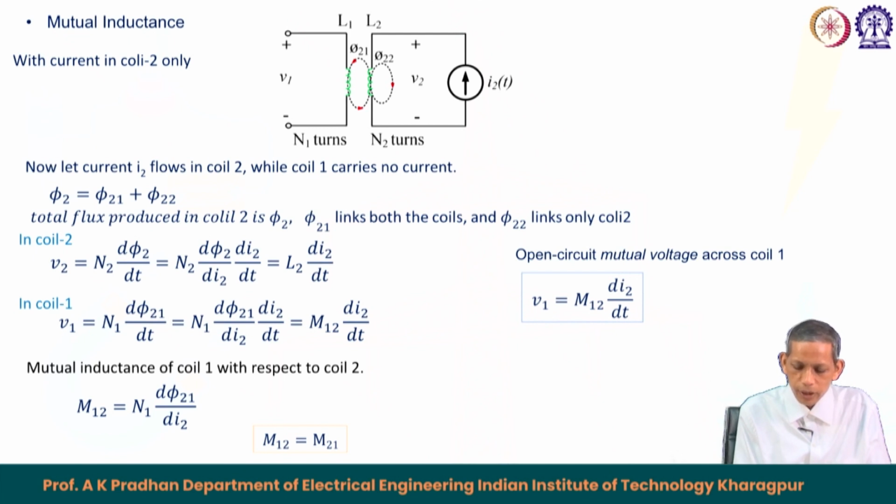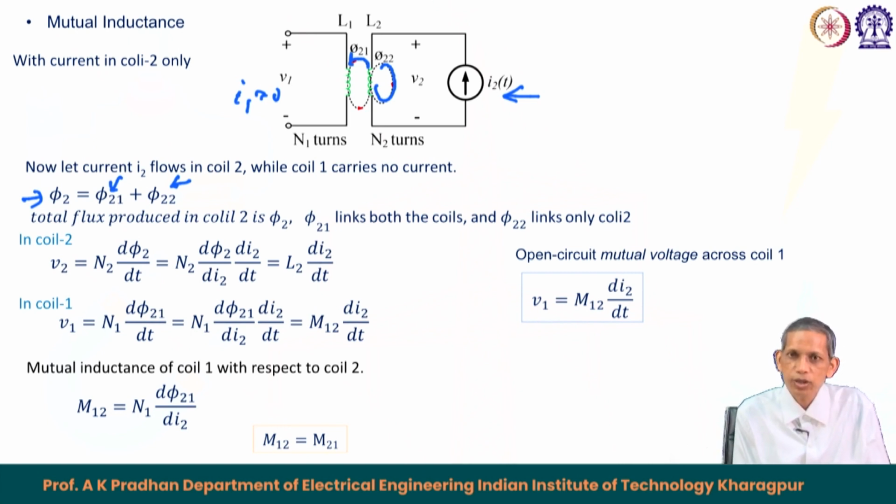Similarly, if we inject a current in the second coil with I 1 remaining zero, we see that phi 2, the flux developed by the second coil, is partly linking to the first coil and partly linking only to itself. So, phi 2 2 is the self flux, which follows its own path, and phi 2 1 is linking to the other coil, coil number 1, similar to what we discussed for coil 1 excitation with coil 2 open circuited. So, the total flux produced by coil 2 is phi 2, where phi 2 1 links to both the coils and phi 2 2 links only to the coil itself.